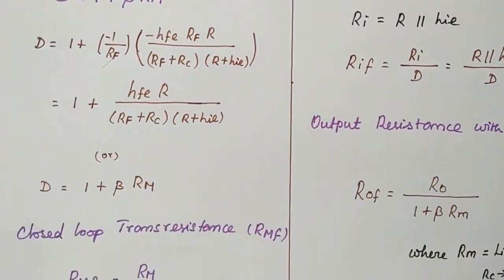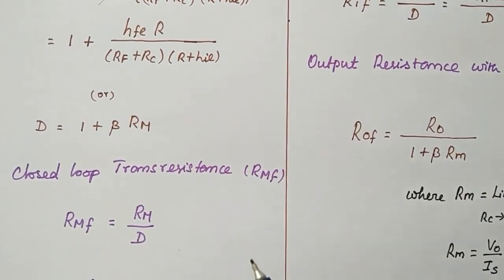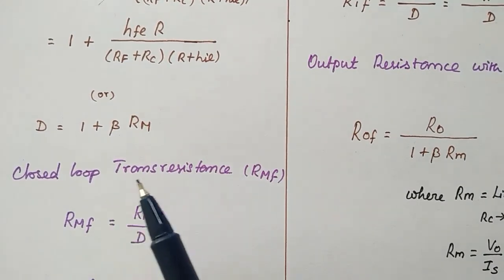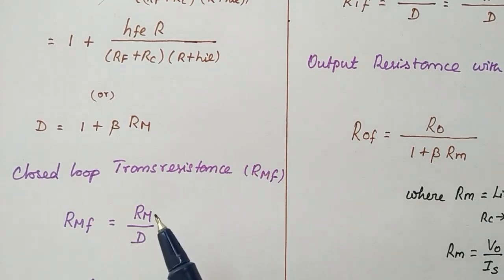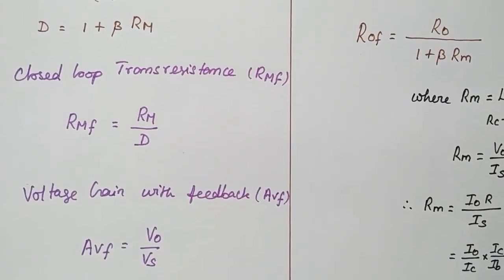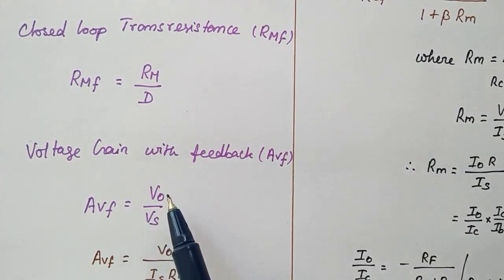The second parameter is closed loop trans resistance. So already we have found RM. From this we have to find RMF. So RMF is the closed loop trans resistance, means trans resistance with feedback, is nothing but open loop gain by the desensitivity factor. Next parameter is voltage gain with feedback. So here we find the voltage gain. So the voltage gain is nothing but AVF. AVF can be written as output voltage by input source.